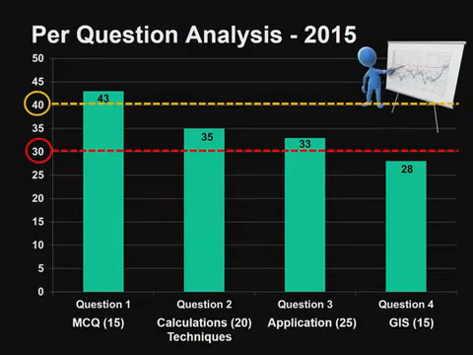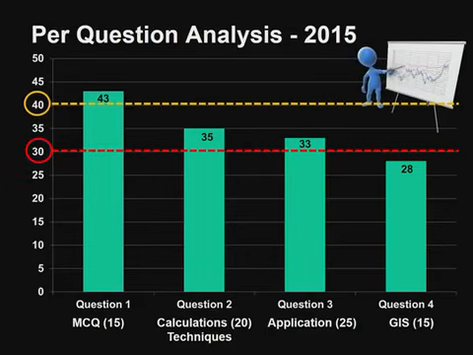Okay, now that is where we want people to be, at 40%. At the moment, you see we've only got to 40% in question 1, but the other 3 sections are far below. We hope that after today, we at least will be able to get up to 40% in question 2, as well as in question 3.